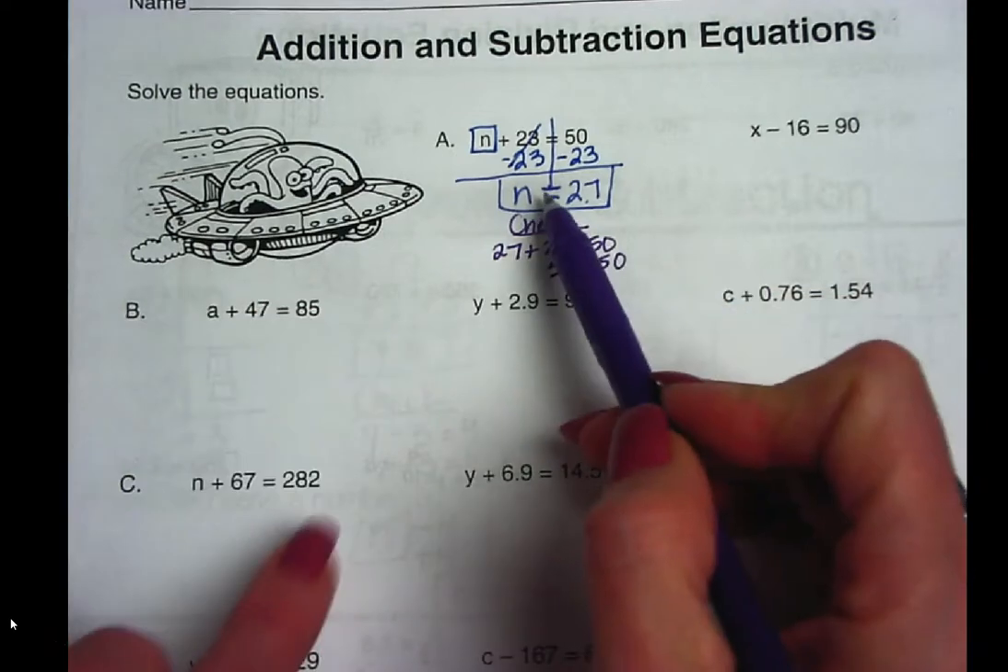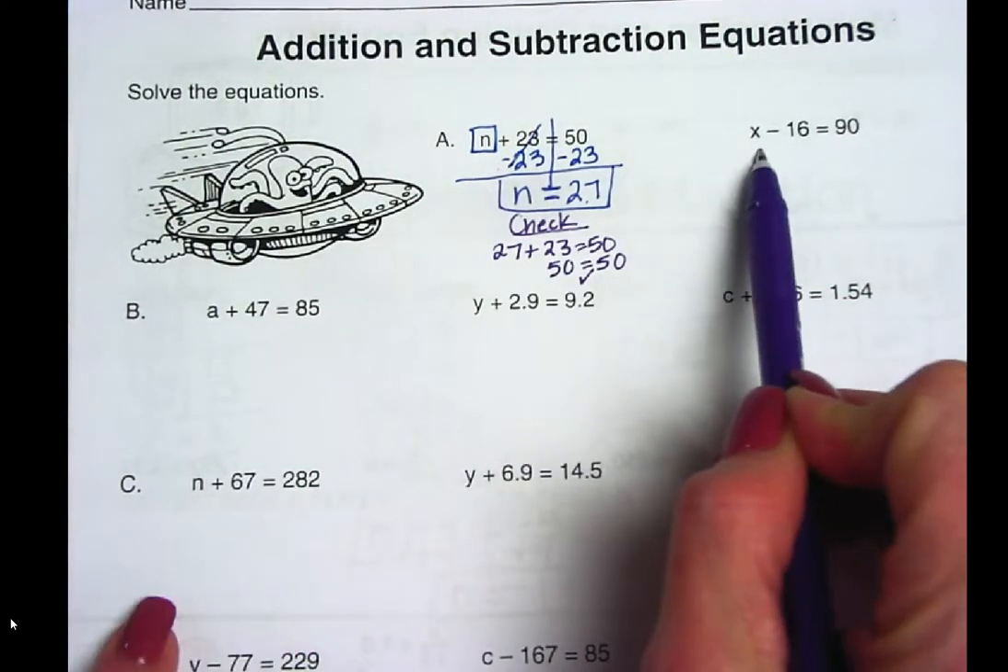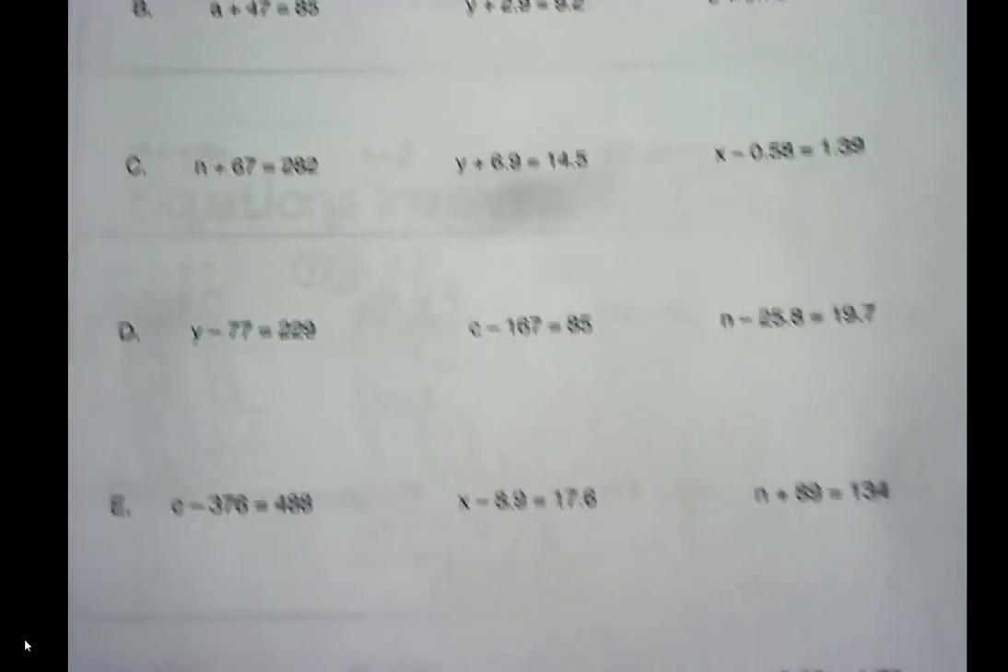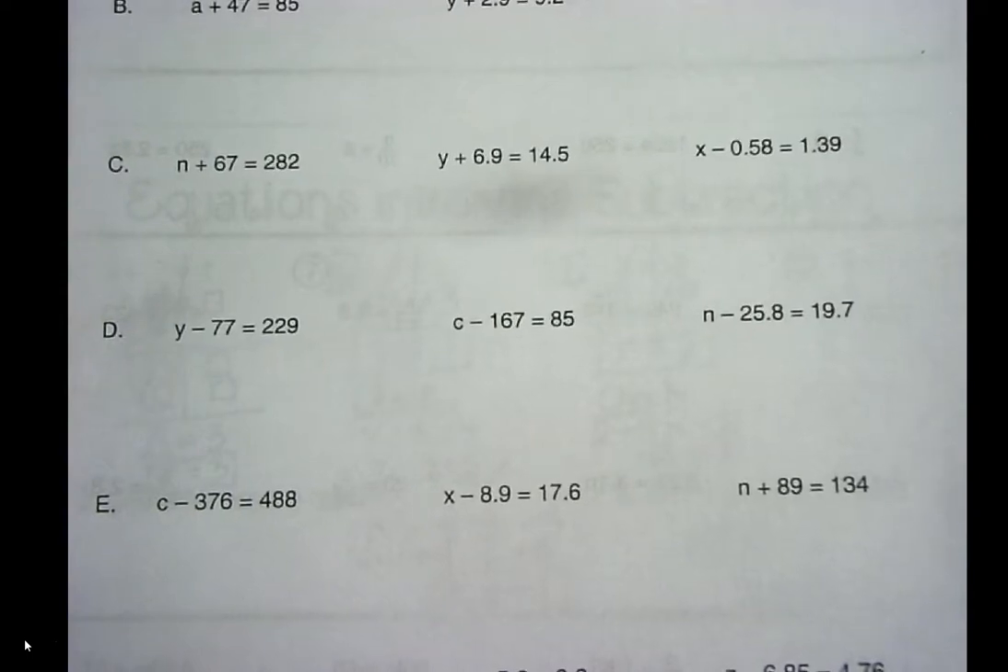Okay, so that's how you're going to start working. Just start working on the equations. We're just going to do this front sheet. We're going to do the back of it with multiplication and division tomorrow. We'll start working on that as we get into two-step equations.